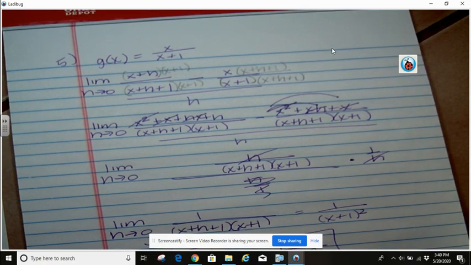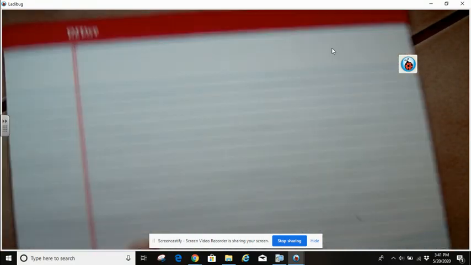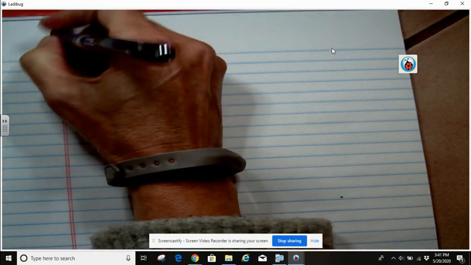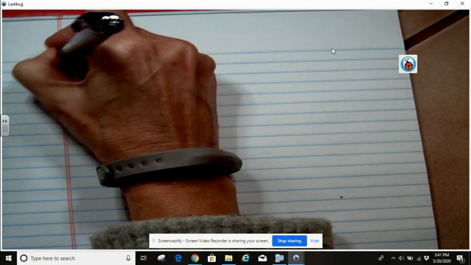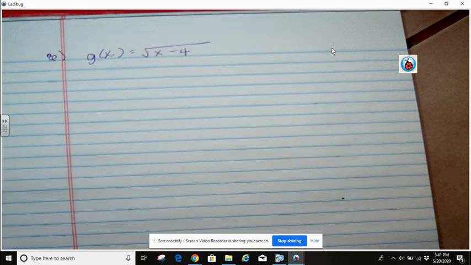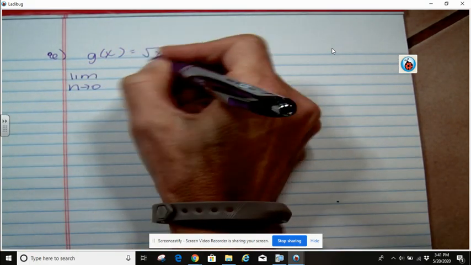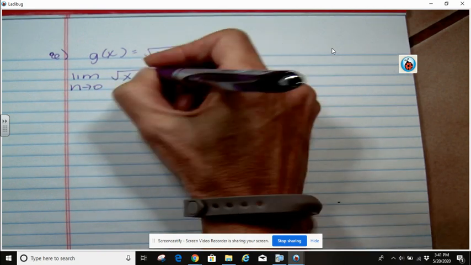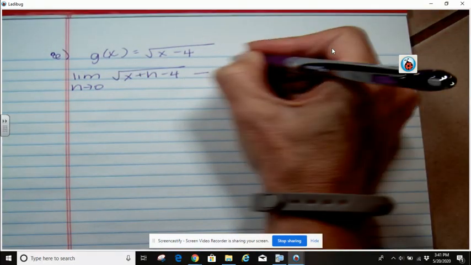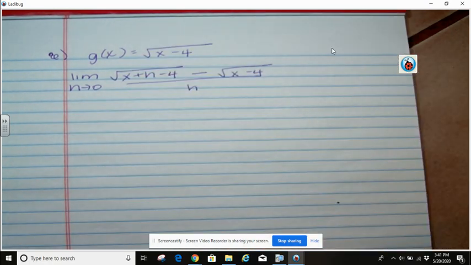All right, and one more square root function. So let's see, this is number 6, g of x equals the square root of x minus 4. So square root function. So the limit as h goes to 0, replace x with x plus h minus the function all over h. So square root function is always going to come down to having to rationalize with the conjugate.